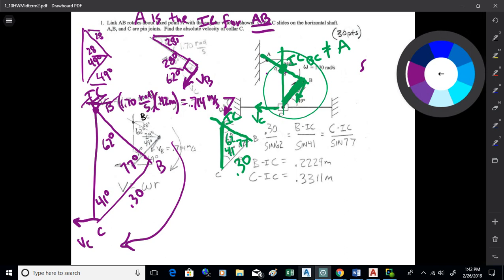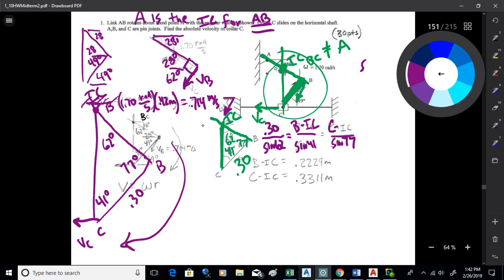Now we need the distances. And we're fine with that because from the law of sines, if we take that 0.3 and divide it by the sine of the opposite angle, that gets us a ratio that we can use with the sines of the other angles. So sine of 41, sine of 77. Sine of 41 is opposite B to the IC, and sine of 77 is opposite C to the IC. So I can create those ratios. Okay.